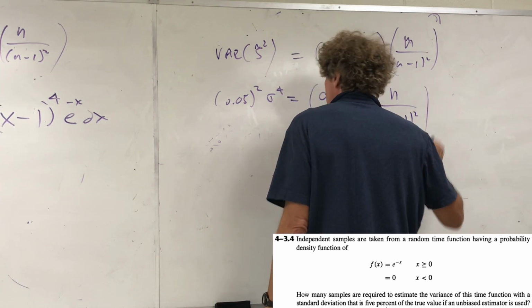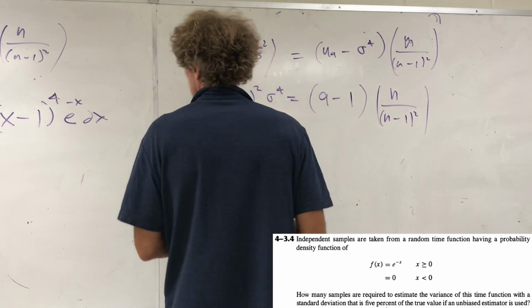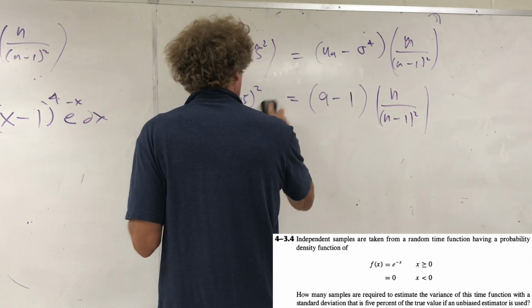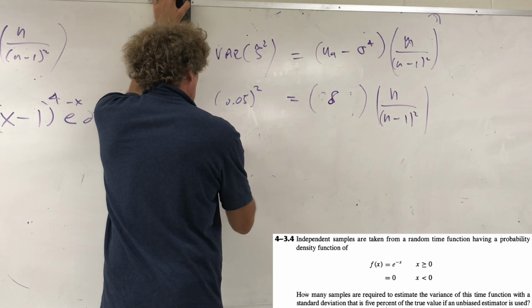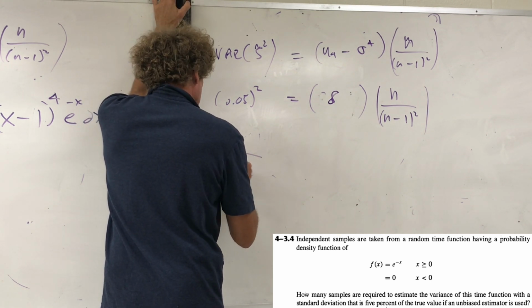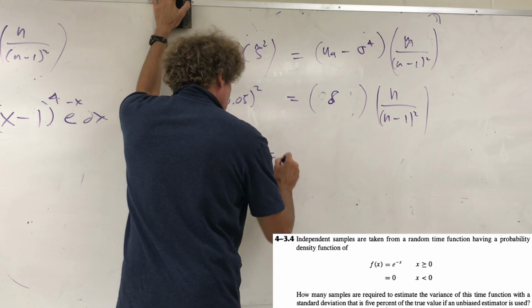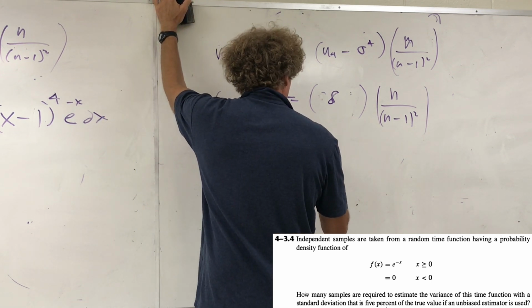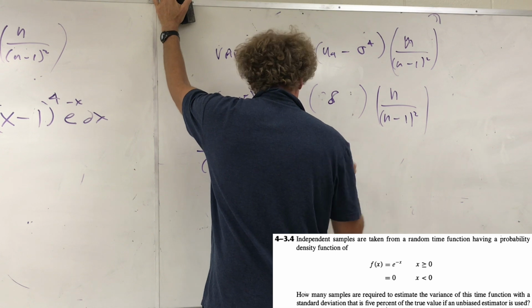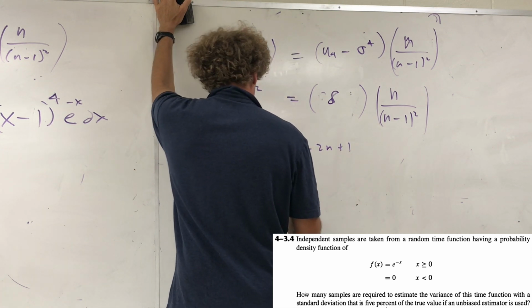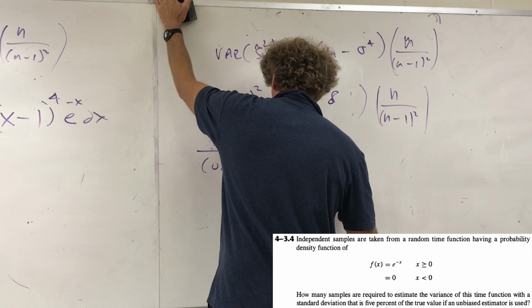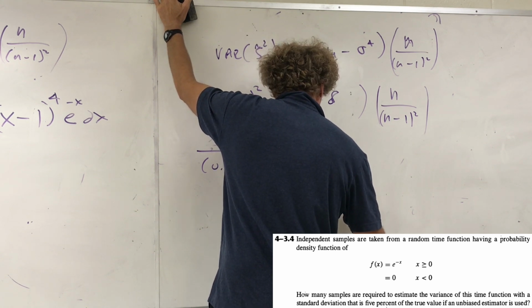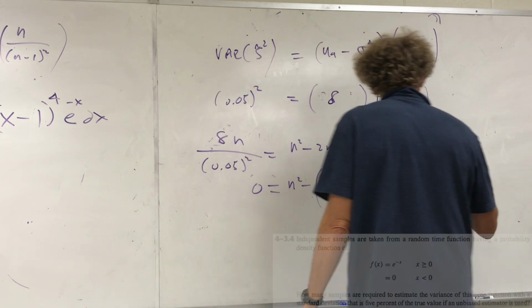Let's see what you guys get for this. Sigma squared is 1, so this is 1. I'm going to replace this by 8. Now I flip it and I get 8 over 0.05 squared is equal to n squared minus 2n plus 1 over n. Multiplying by n on this side, 0 is equal to n squared minus 2 plus 8 over 0.05 squared plus 1. What do you get for n?